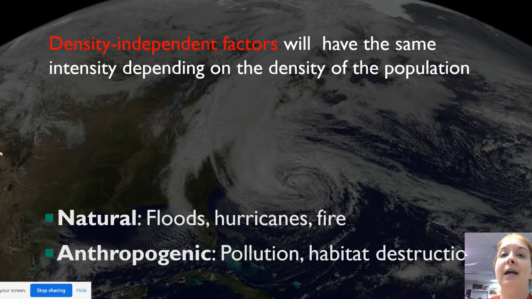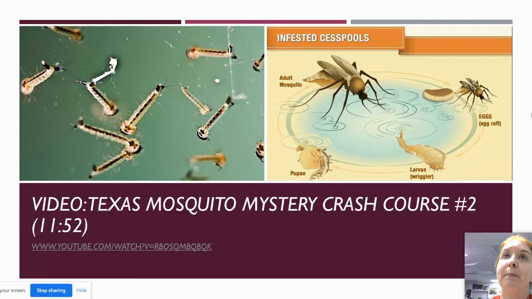And then things like anthropogenic or man-made things, like pollution or habitat destruction, will also happen regardless of who is there. It's just something that happens. So those are density independent factors. It can happen. One person can get flooded or a whole town can get flooded. One person can have pollution on them or a whole town.